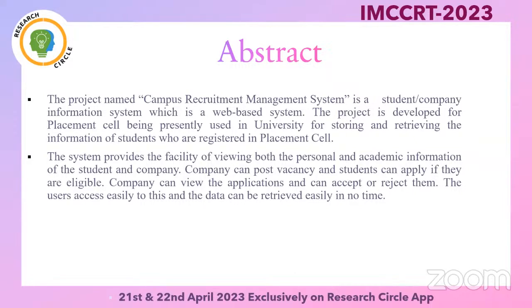It provides the facility for viewing both the personal and academic information of students and companies. Company can post vacancies, and students can apply if they think they are eligible for that. And companies can view their applications, accept or reject, so that they can recruit candidates as per their needs.